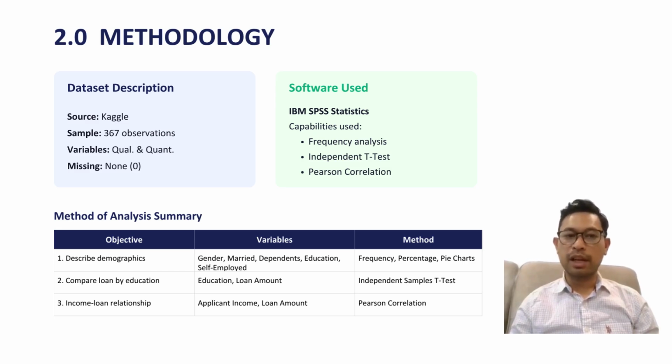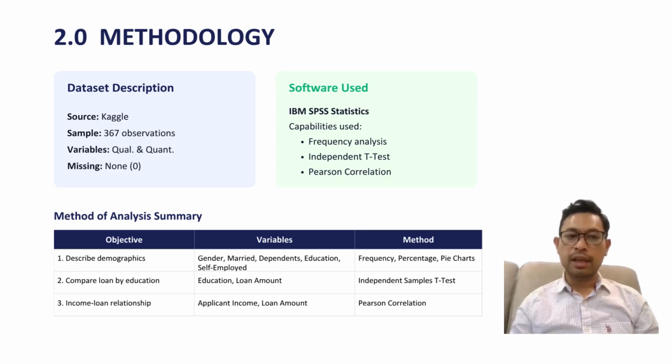So now let me explain our methodology. Our study used a secondary dataset obtained from Kaggle, which is a well-known open source data repository. The dataset consists of 367 valid observations with no missing values. The variables included both qualitative data such as gender, marital status, dependents, education, and self-employed status, as well as quantitative data such as applicant income and loan amount.